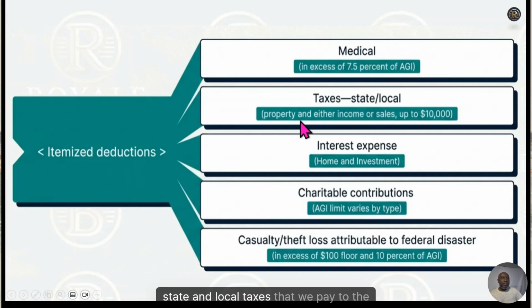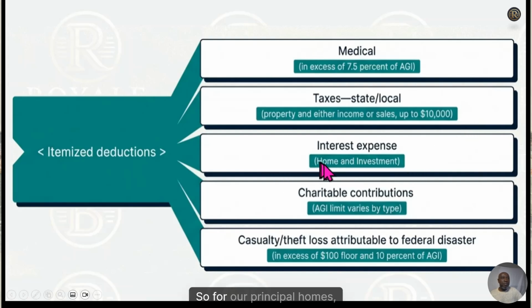State and local taxes that we pay to the local government and the state government would also be part of a property that we own, like cars and homes. You are going to be able to include those numbers. Sometimes you could also use sales taxes to arrive at the same thing, but most people just use the property taxes that they pay directly to the government. We'll work an example in just a minute.